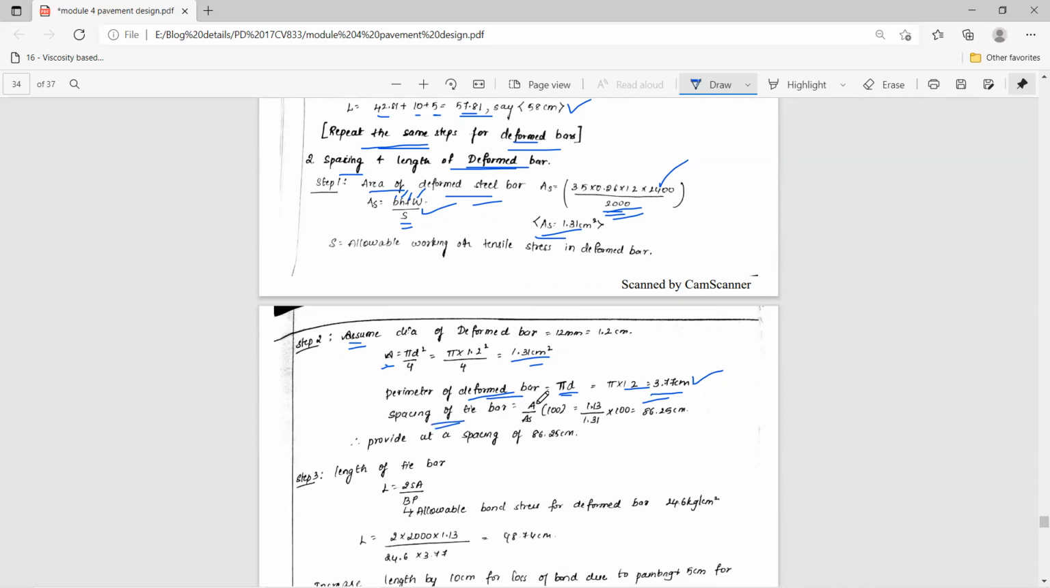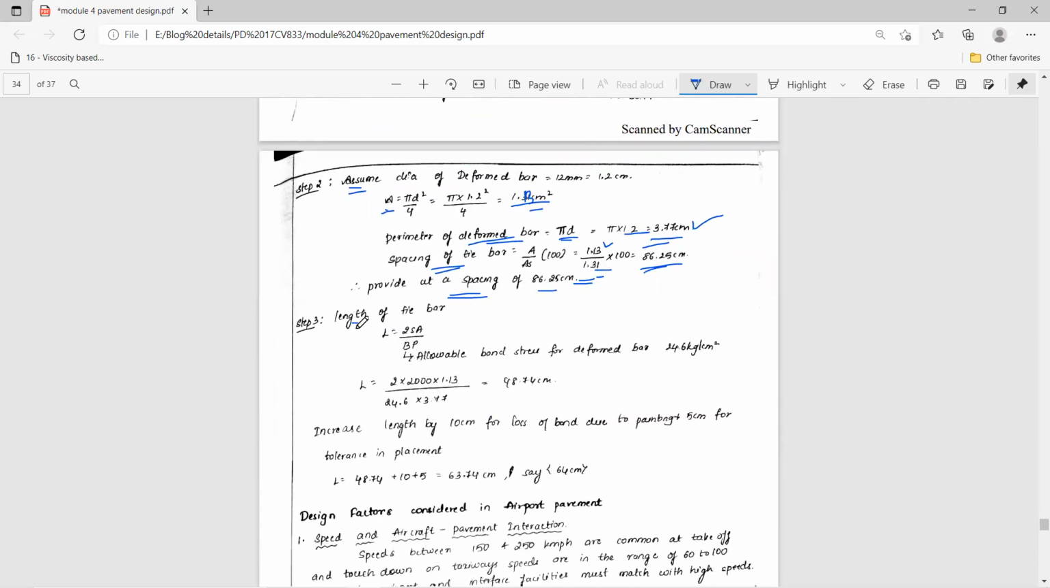Spacing of the tie bar is cross sectional area divided by area of the steel into 100. Guys, here you just make the correction. This value is 1.13. So 1.13 divided by the area of the steel, 1.31, multiplied by 100, that is equal to 86.25 centimeter. That means you need to provide a spacing of 86.25 centimeter.